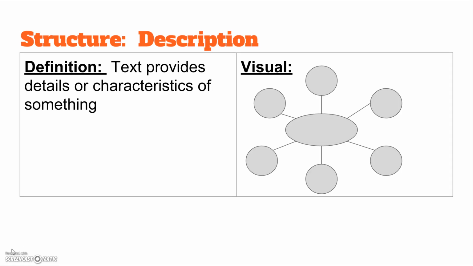The first one we're going to look at is description. A description nonfiction text structure focuses on providing details or characteristics of something. A visual representation or a graphic organizer that helps you out with that is the bubble map you see before you, where you have the one general information in the center bubble and all the extra pieces of information and details coming from that.